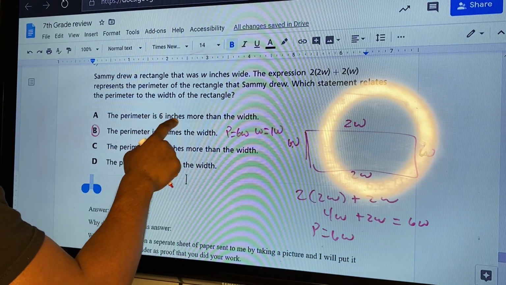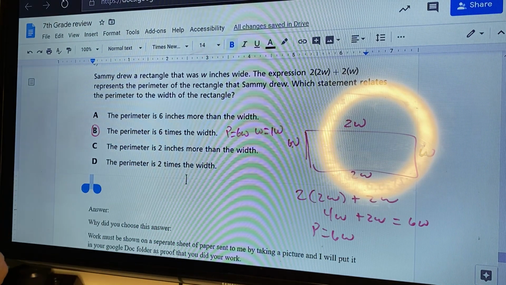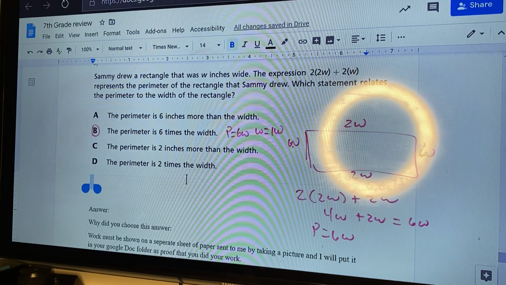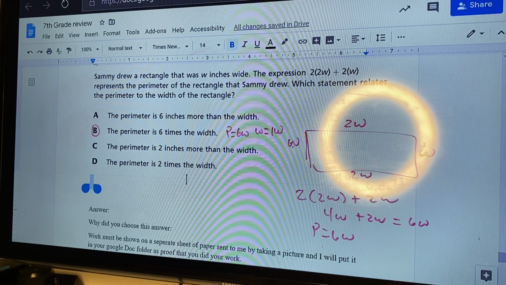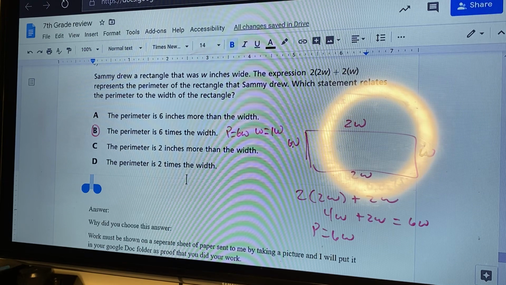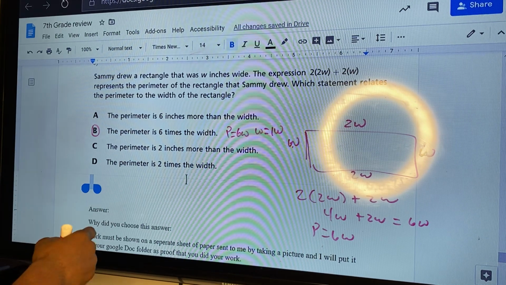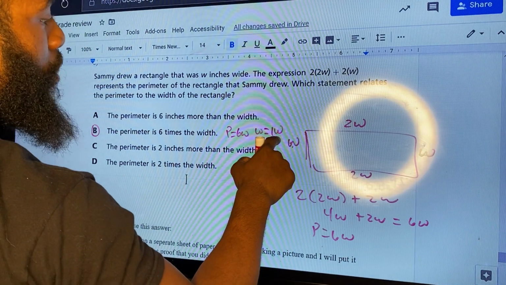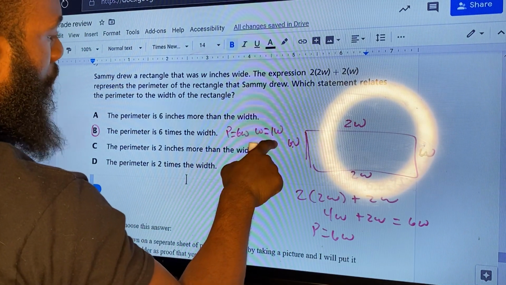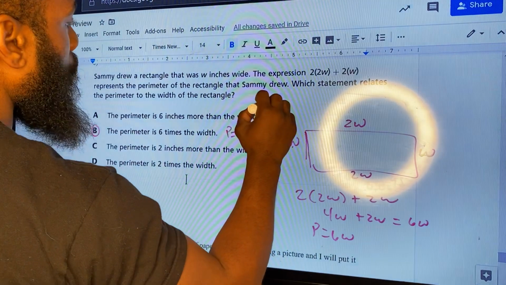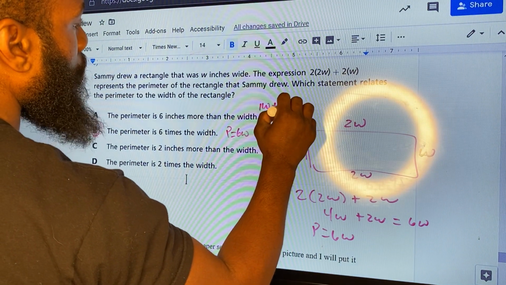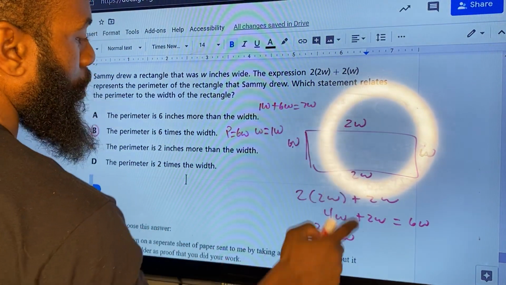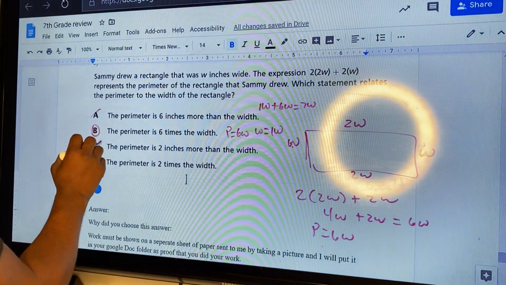The perimeter is 6 inches more than the width. Oh, that won't be true either, because if you added 6 to 1W, that would be 7W. So if this is true, our 1W for the width plus 6W would be 7W, and our perimeter is 6W. So that won't be true either. So B is our answer.